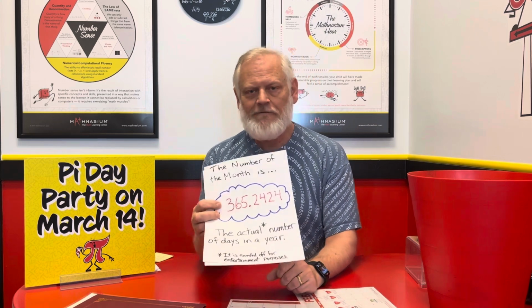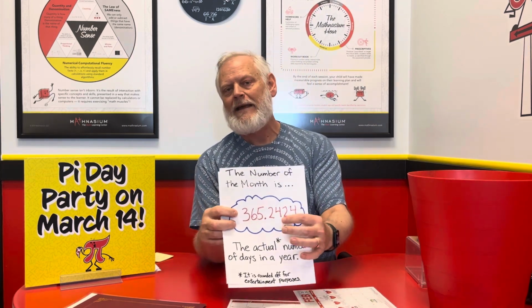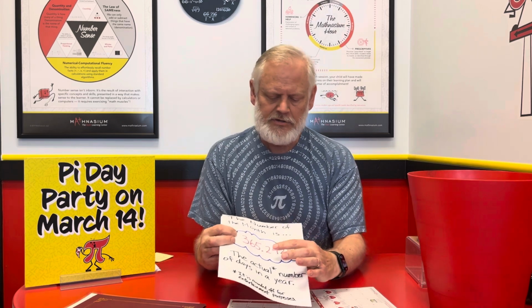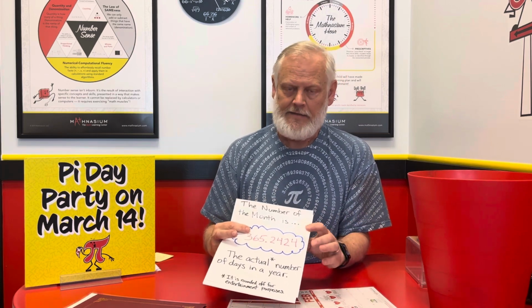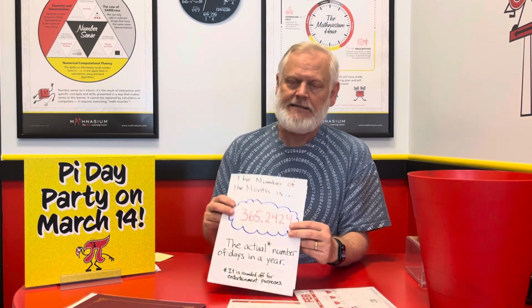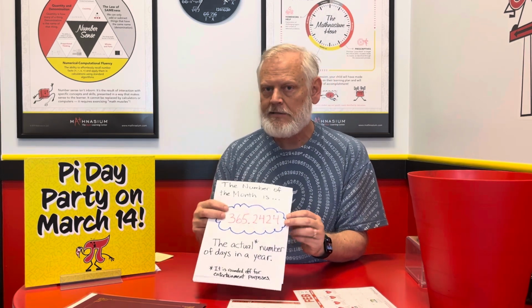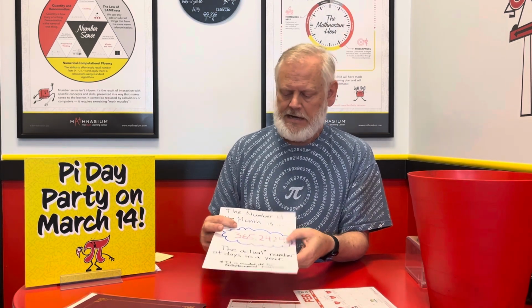This month's number is going to be a little trickier because we've got some decimals here: 365.2424. I didn't say that properly with place value. It's 2,424 ten-thousandths, but that's awkward, and I know how to say it that way. So 365.2424 is the actual, almost, number of days in a year. It's been rounded off for entertainment purposes to that many decimal places, just to keep it more fun.